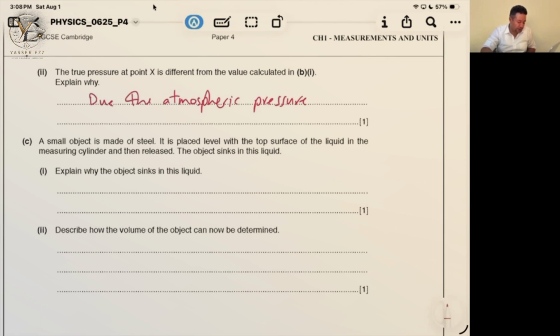Letter C, a small object is made of steel. It is placed level with the top surface of the liquid in the measuring cylinder and then released. The object sinks in the liquid. Explain why the object sinks in the liquid. Of course, there is a resultant force, and the density of the steel is bigger than the density of the liquid, so it will sink in the liquid. You can write, since the density of steel is bigger than that of the liquid.